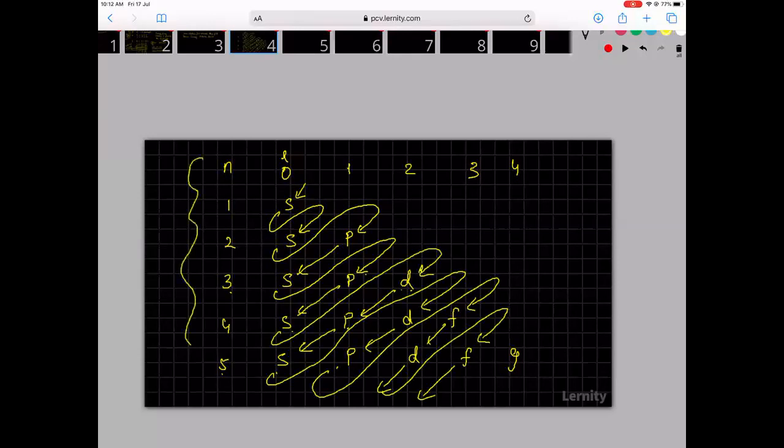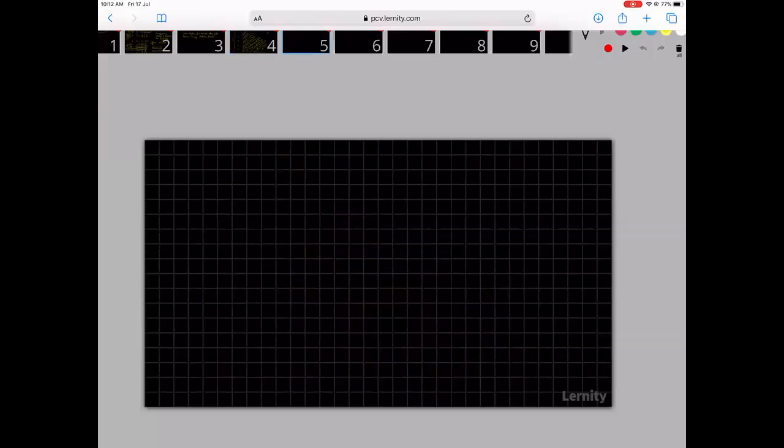Can you draw this diagram? This diagram is a very, very important diagram, so I will do it again. So here horizontally, I have the L values. So L is 0, 1, 2, 3, 4. Then here I have the N values. N is equal to 1, 2, 3, 4, 5, 6, 7.